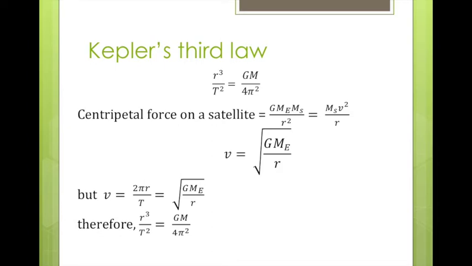However, by definition, velocity is distance divided by time. In circular motion, the distance traveled is the circumference of the circle, that is 2 pi r, and the time taken is the period T. So once again, we can equate these two equations together. By squaring both sides and rearranging, we can get Kepler's third law equation. Furthermore, the only variable at the right-hand side of the equation is the mass of the planet. Therefore, any object orbiting around the same planet will satisfy this equation.